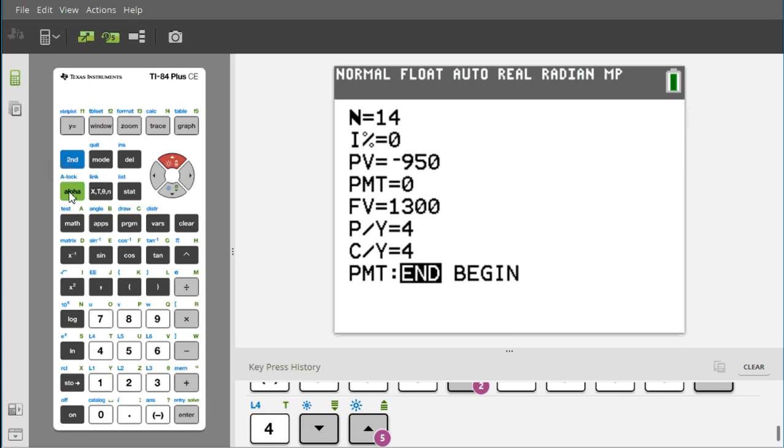I press alpha and then the enter to solve. And there's that value that I worked out previously, 9.06%. It's a much easier, much faster way of getting the answer.